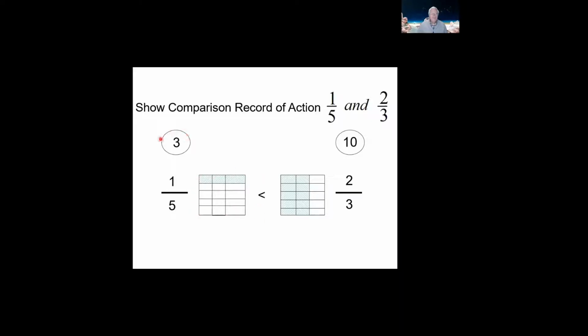So this really represents 3 out of 15, doesn't it? And this represents 10 out of 15. But if all we're interested in is which is larger, it's pretty obvious. I would much rather have 10 of something that I like than 3 of something. And so that gives us our comparison so that we can make that decision very intuitively.